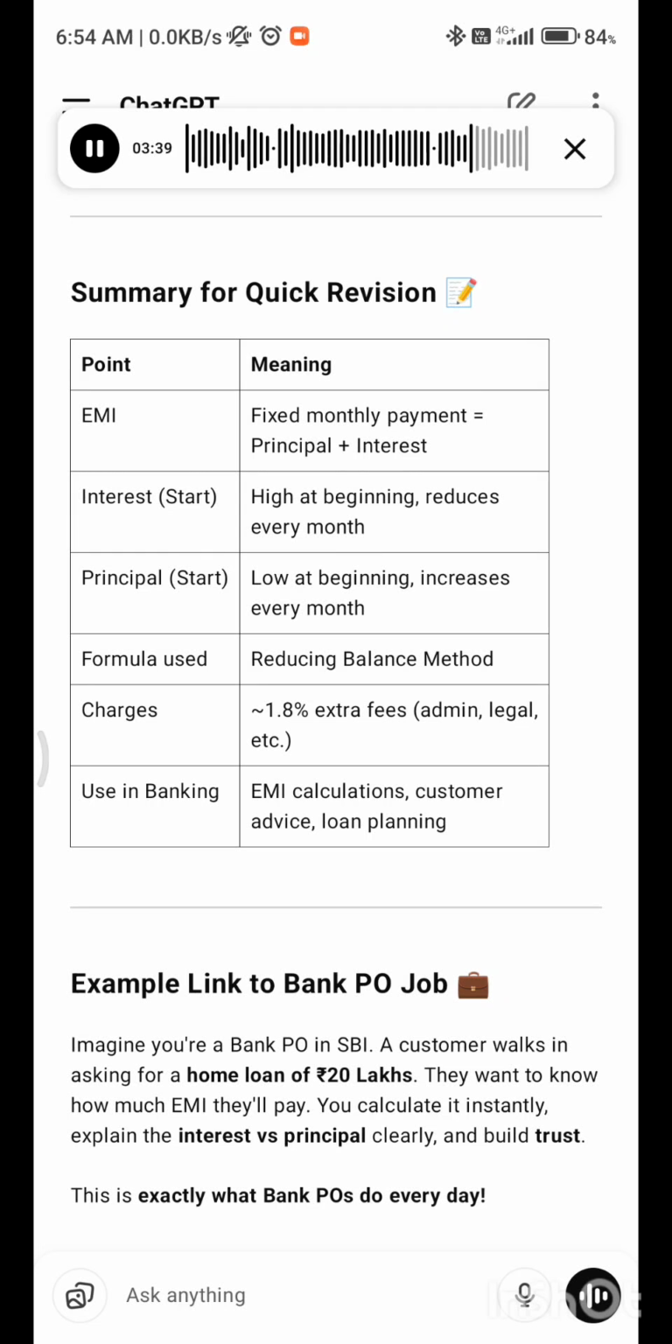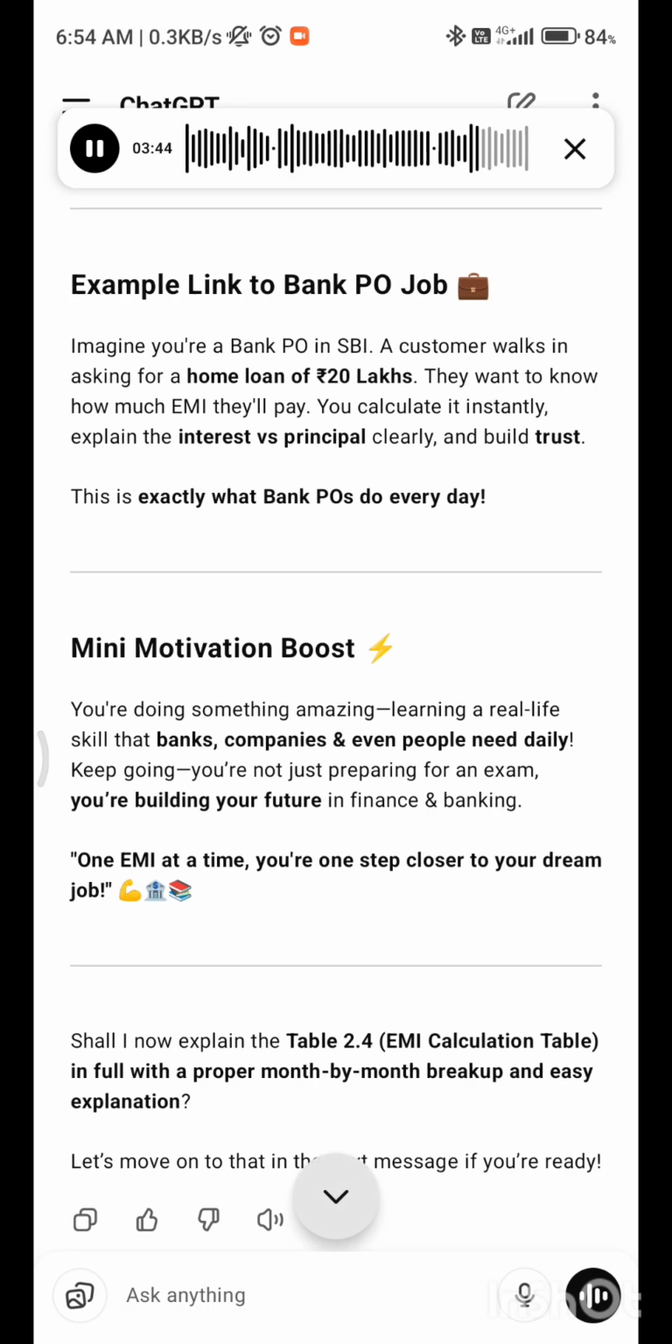Imagine you're a bank PO in SBI. A customer walks in asking for a home loan of 20 lakhs. They want to know how much EMI they'll pay. You calculate it instantly, explain the interest versus principal clearly, and build trust. This is exactly what bank POs do every day.